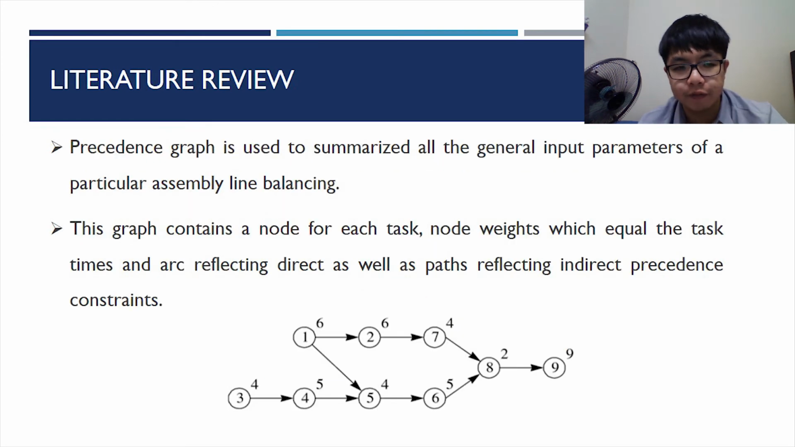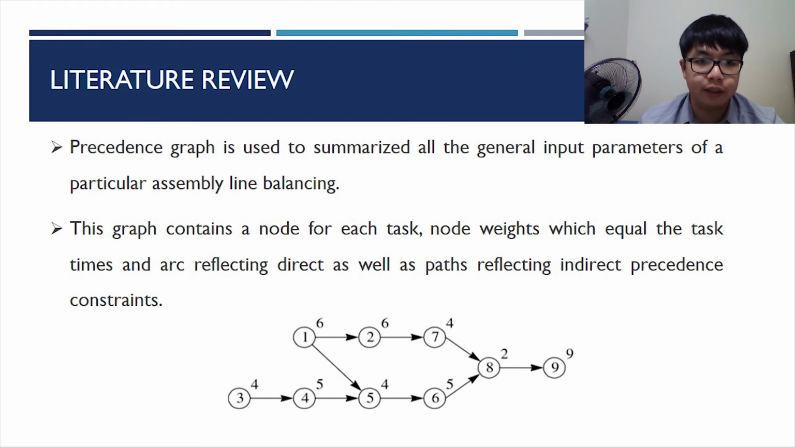A precedence graph is used to summarize all the general input parameters of a particular assembly line balancing problem. This graph contains a node for each task, node weights which equal the task time, and arcs reflecting direct as well as paths reflecting indirect precedence constraints. This can be seen in the picture shown below.